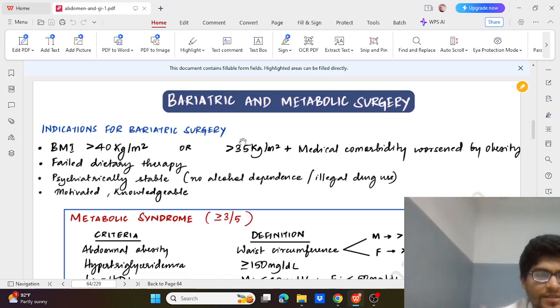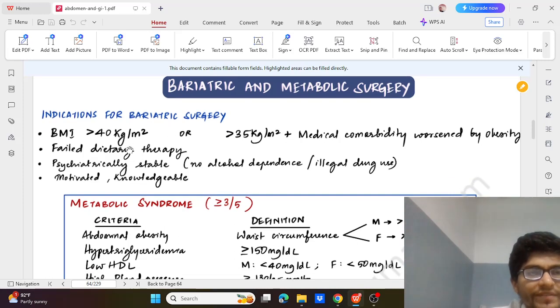So let's get started. What are the indications for bariatric surgery? If the BMI is more than 40 kg per meter square, or more than 35 kg per meter square with medical comorbidity which has been worsened by obesity. This is for the international guideline.